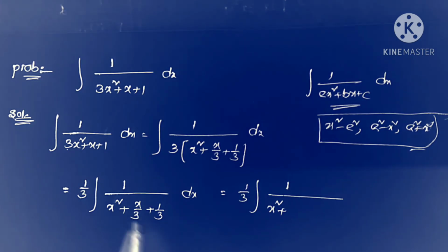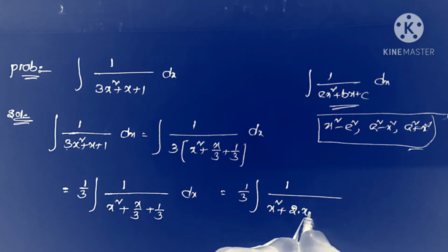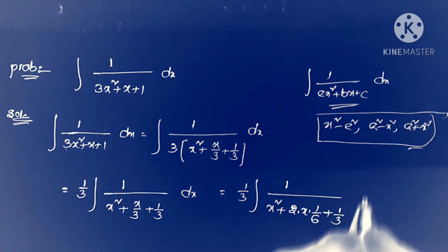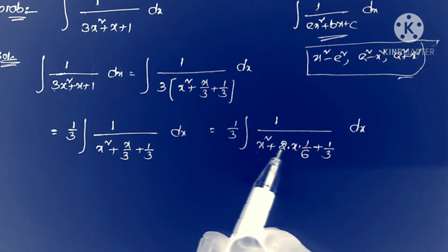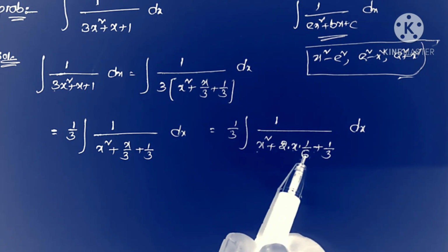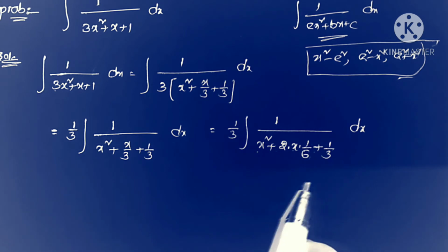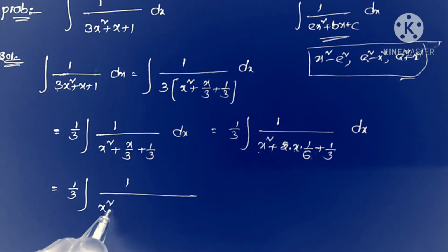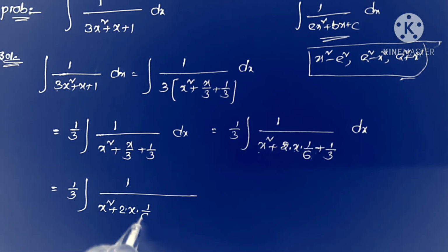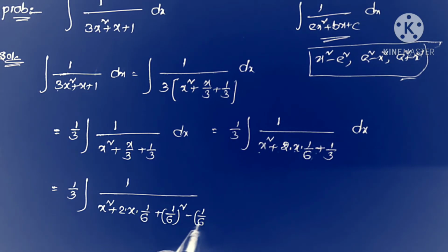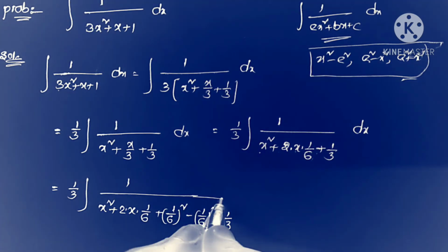Here we want to form the term 2ab. For that I write this term as 2 into x into 1 by 6. 2 into x into 1 by 6 is nothing but x by 3. So 2 into x into 1 by 6 plus 1 by 3 into dx. So clearly this is in the form of a square plus 2ab, and in place of b we have 1 by 6. So we are adding the b square term to this, 1 by 6 whole square minus 1 by 6 whole square. So this is equal to 1 by 3 into integral 1 by x square plus 2 into x into 1 by 6. Here what is b value, 1 by 6, that is 1 by 6 whole square minus 1 by 6 whole square plus 1 by 3 into dx.